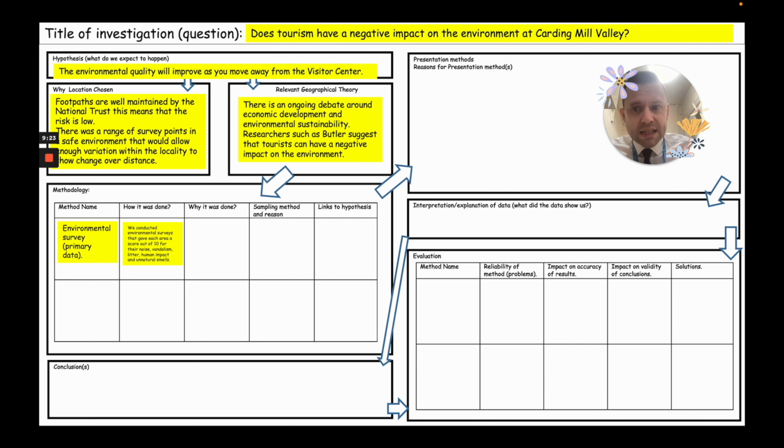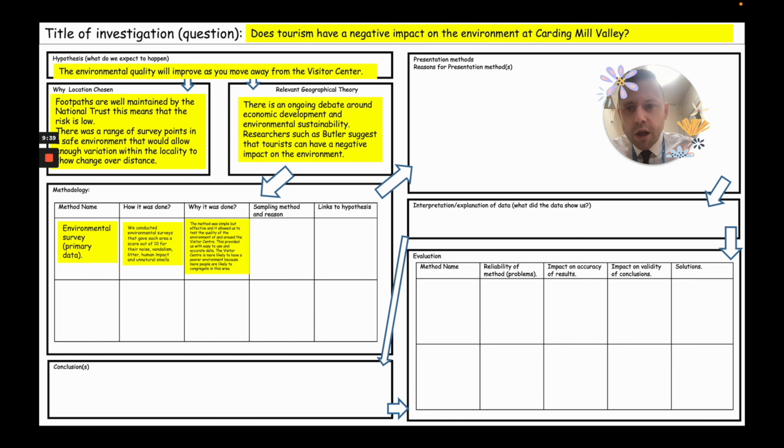Was there any vandalism? Was there any litter? Was there evidence of human impact? And was there any unnatural smells? Bit of a tenuous one because there was a lot of sheep around. People might have thought that was unnatural. However, it's quite natural, sheep poo.